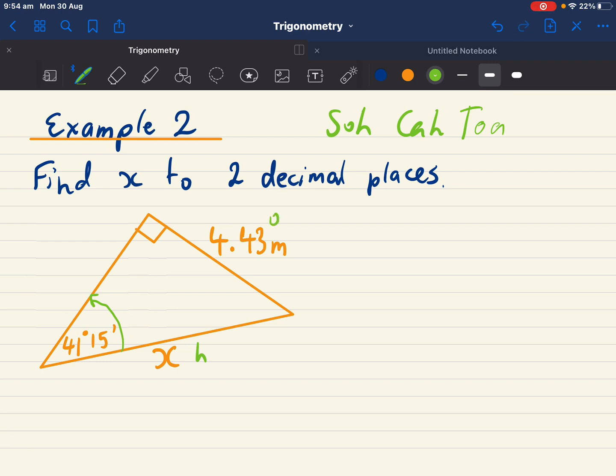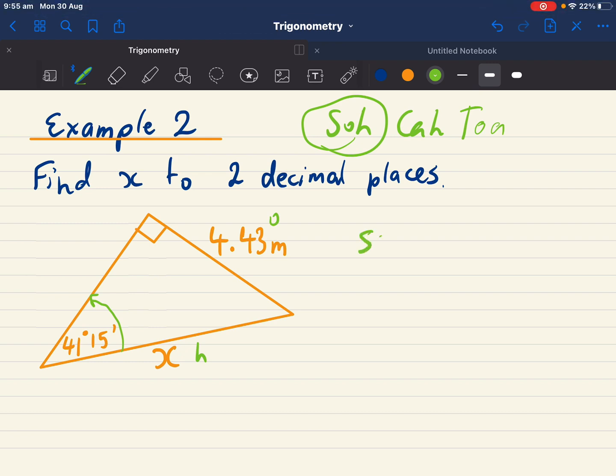This is an O and H. Yet again, we have another sine question. So, on to the crucial step, part 2. We've labeled the sides O and H. We know it's sine. We need to write out the sine ratio.